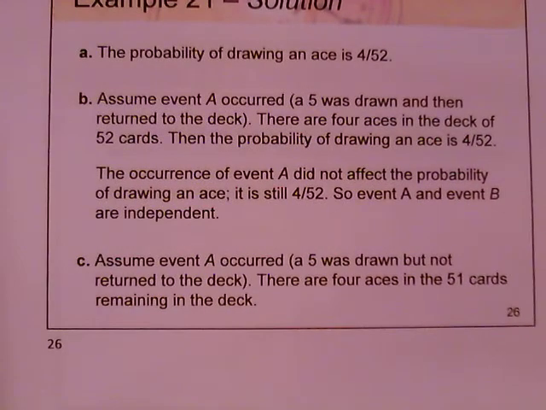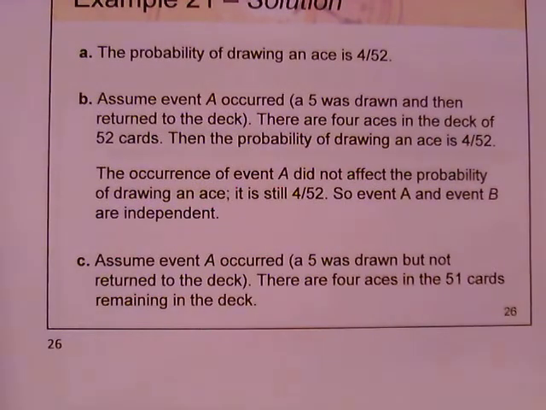So, in this case, we're going to assume event A occurred. That means a 5 was drawn but not returned to the deck. There are 4 aces in the 51 cards remaining in the deck because we're not returning the 5 to that deck.